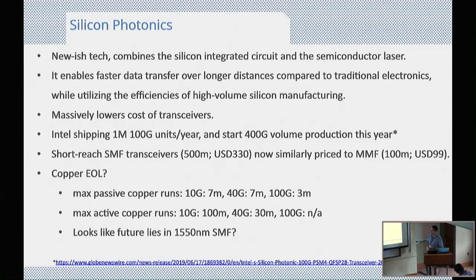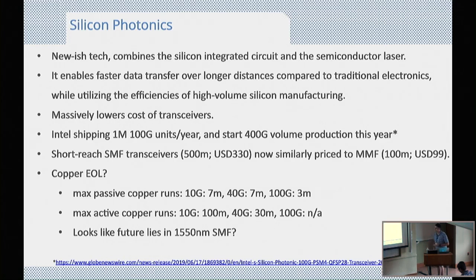Copper is pretty much reaching end of life. To give you some idea, if you have a passive bit of copper and no amplification, on 10 gig you can run at 7 meters. On 40 gig we could still do 7 meters. On 100 gig now you can run a maximum of 3 meters with a piece of copper, and then the signal integrity plummets. If you use active cables, you can get slightly longer reaches, but there's none available for 100 gig that I could find easily.